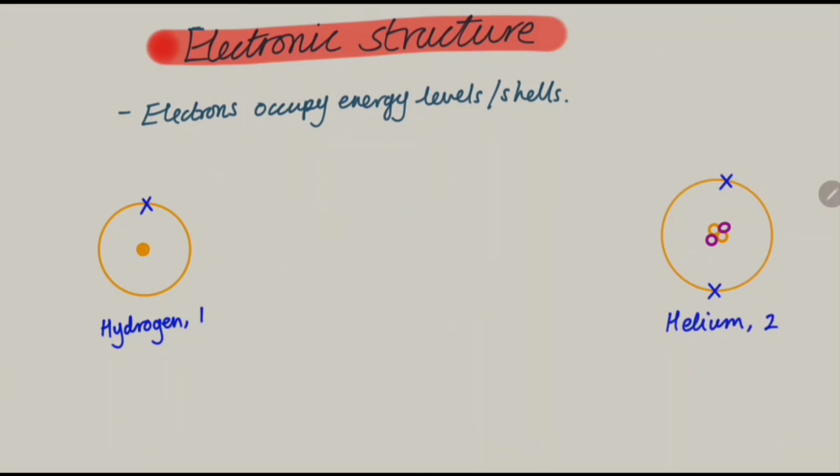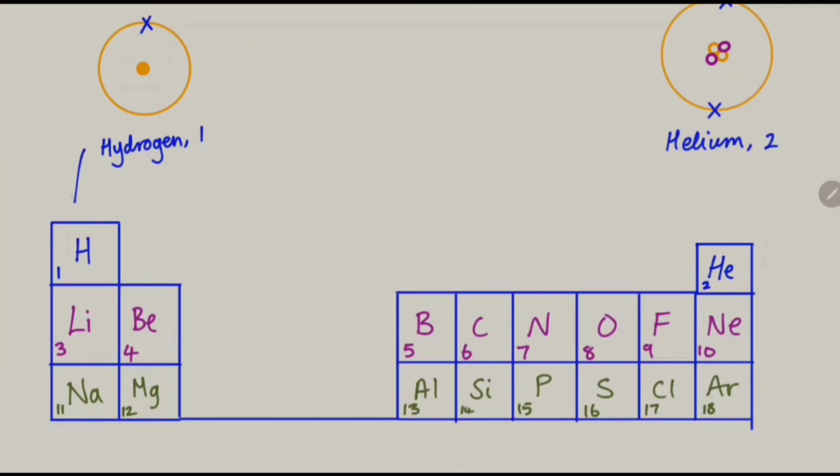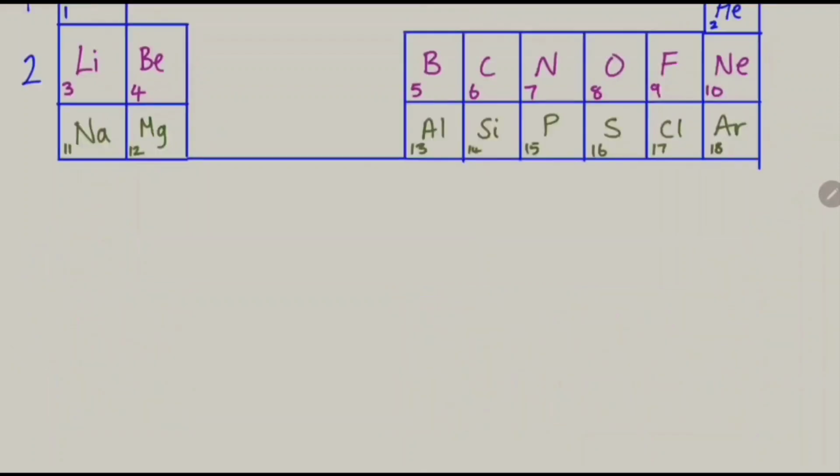Now I'll draw a section of the periodic table out for you just to show you where each element is in the periodic table. So hydrogen is there at the top on the left hand side, and helium there on the right, and they are both in period 1. Now let's move on to period 2, from lithium to neon. So lithium is the next biggest element.